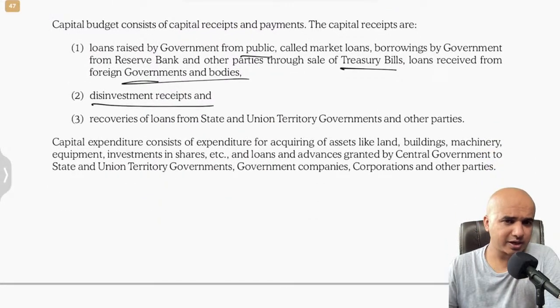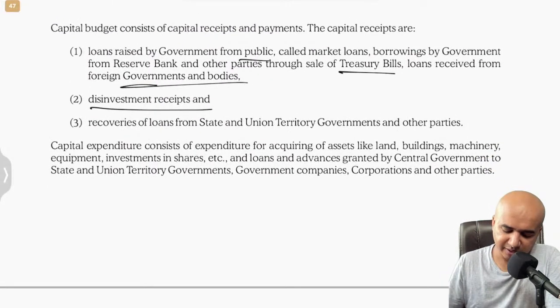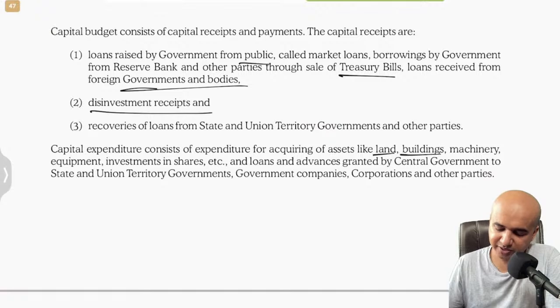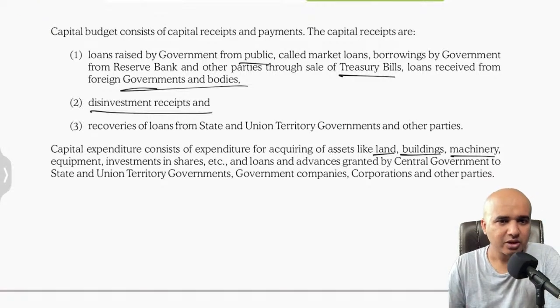Now when it comes to capital expenditure, they say it consists of expenditure for acquiring assets like land. Let's say the government has to widen the road. Maybe instead of a 2-lane road, they want to create a 6-lane road, 4-lane road, whatever. If they have to do that, they have to acquire the adjoining farmlands, for instance. For that, they have to make the payment. So that comes under capital expenditure. Then we have buildings, machinery, equipment, investment in shares, etc. All these are capital expenditure.